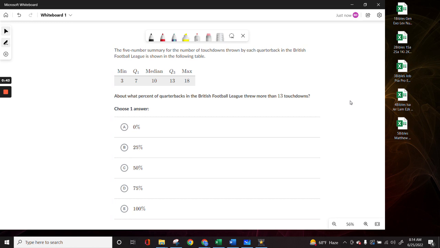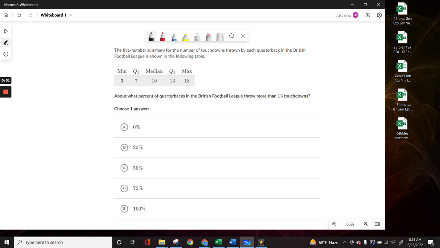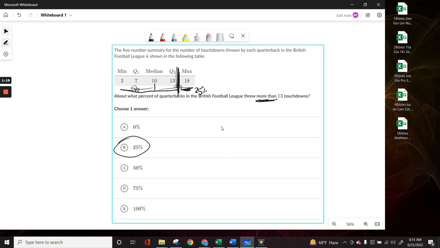So what we know is that, okay, so this is 50%. So 50% down this way, 50% up this way. And then I could cut it again. This is 75% from here to here, and then 25%. So if they're asking us above 13, then this side would be 25% up and 75% below. So if it's asking us for the more than, it's going to be 25%. So hopefully you got that right. Let's try another one.